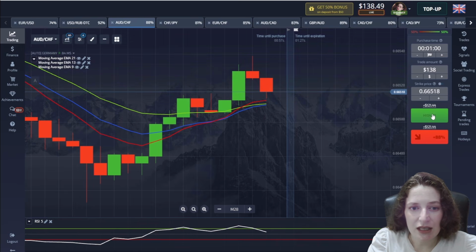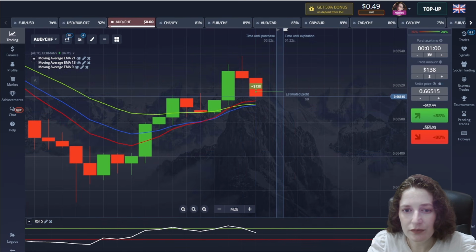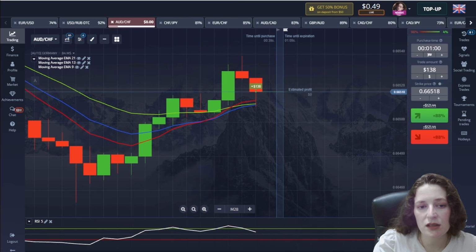I think I caught the next wonderful moment. I will trade here for $138 and see what happens. Guys, moving average green and blue lines intersect.